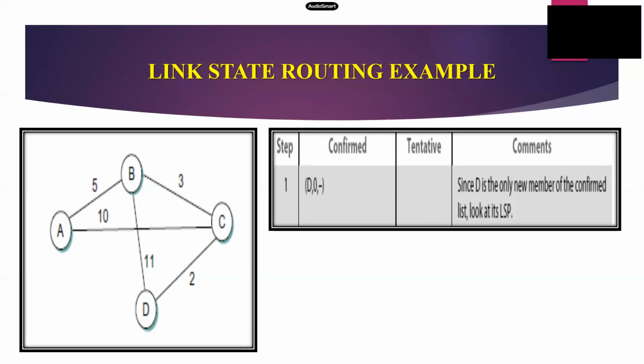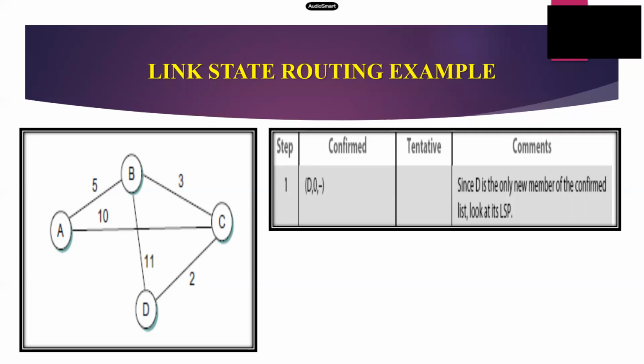Now I should start with any node. I can start with node D. To reach D, the cost is 0 via no hop, so that is empty. Now since D is the only new member of the confirmed state, from D we should find out the neighbor nodes. So what are the neighbor nodes of D? C and B.